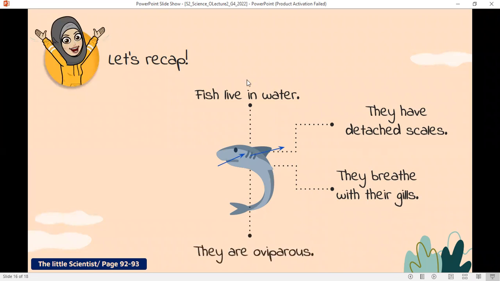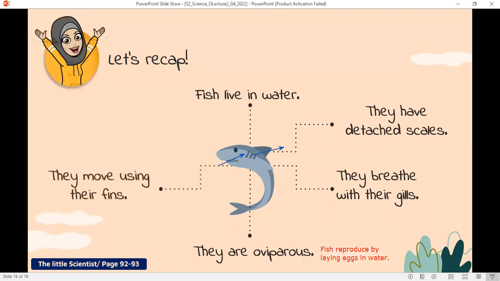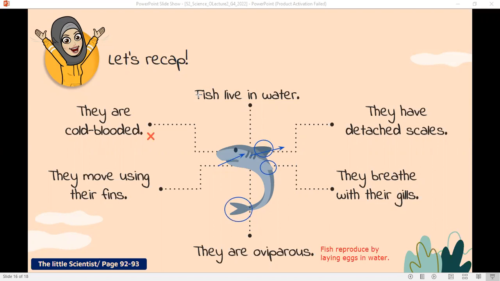Fish are oviparous. Fish reproduce by laying eggs in water. Fish are living things, so they make babies. How does this happen? By laying eggs. The females lay eggs in water. Fish are oviparous. Fish are also cold-blooded animals. They don't have a fixed body temperature, and they use their fins. This is a fin. This is another fin. To swim. They also use their tail fin to swim forward in water.